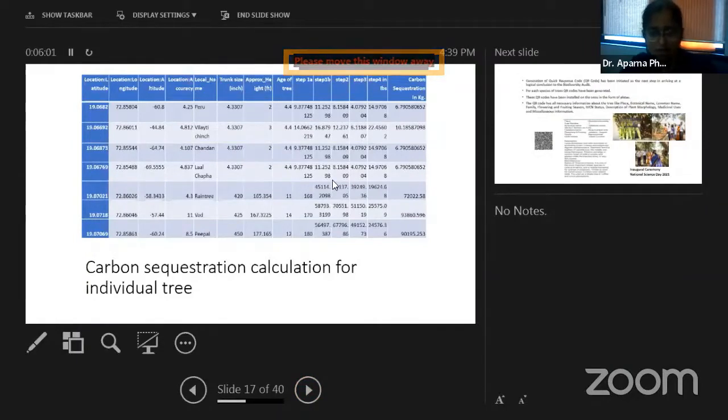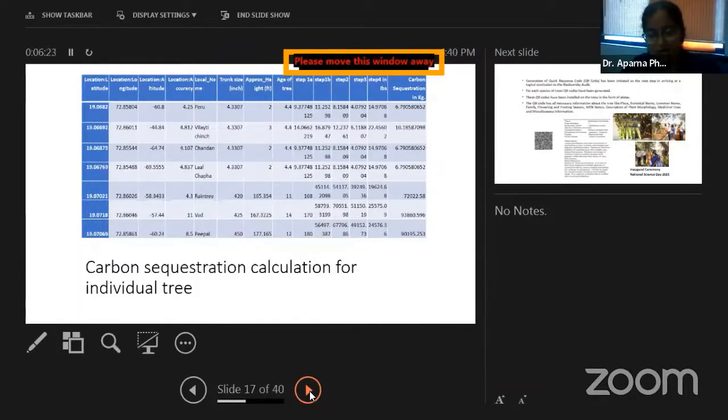And you can see this table. For each tree, we calculated its carbon sequestration, the annual rate. And because of that, we could actually emerge with a kind of position where we can work toward carbon trading and also carbon credits. This was something very important.